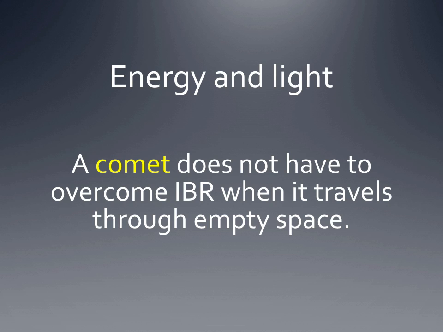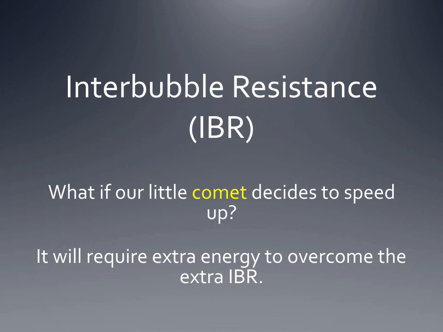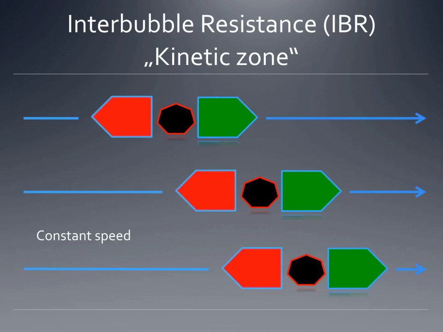Not really. A comet can travel for thousands of years through empty space without refueling, and a comet certainly does have a mass. Does that mean there is no interbubble resistance without the influence of gravity and occupation? Not so. Imagine your little comet decides to speed up. It will require extra energy to overcome an extra interbubble resistance. So what's the story on interbubble resistances and moving objects?